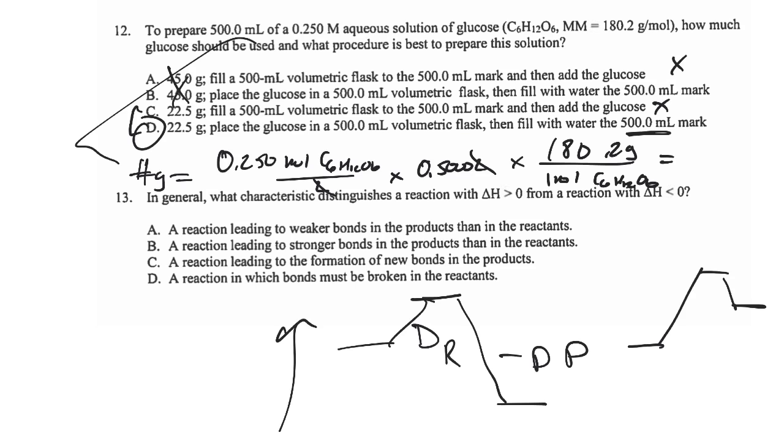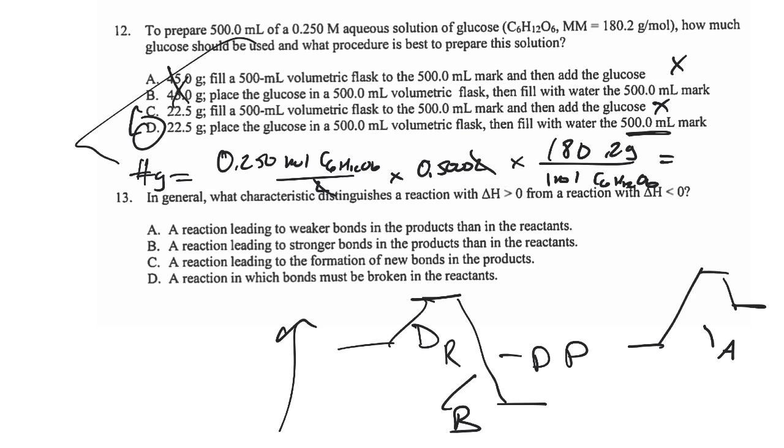I think we actually had problems with this in the spring, if I remember. So a reaction leading to weaker bonds in the products than in the reactants, if we have weaker bonds in the products than the reactants, that would be endothermic. So this is what choice A is saying. And then choice B is saying a reaction leading to stronger bonds in the products than in the reactants. This is what B is saying.